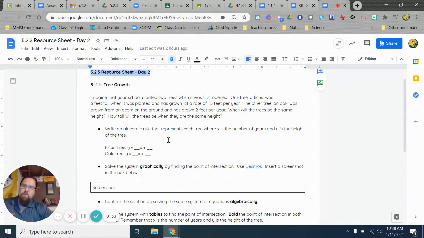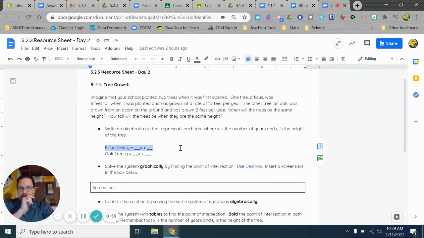So 544 is about tree growth. It says, imagine that your school planted 2 trees when it was first opened. One tree, a ficus, was 6 feet tall when it was planted, and it has grown at a rate of 1.5 feet per year. So notice they give you the starting point, and they give you the growth. That should be able to help you make the rule.